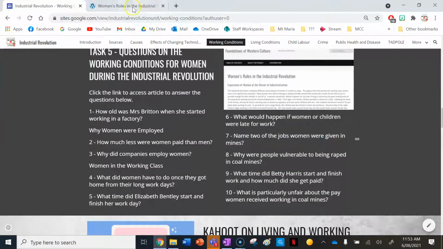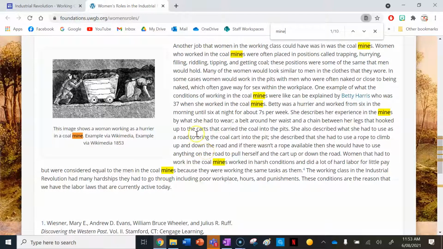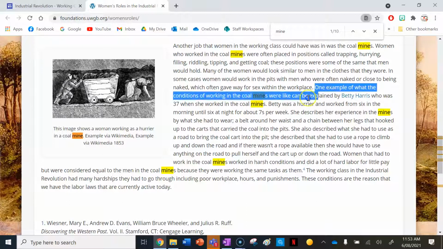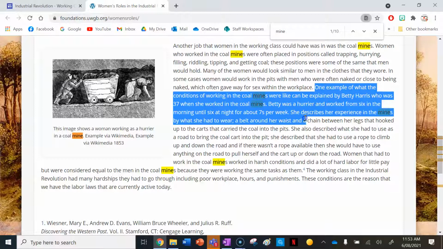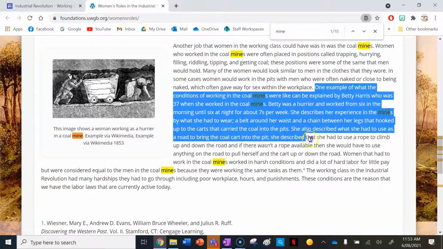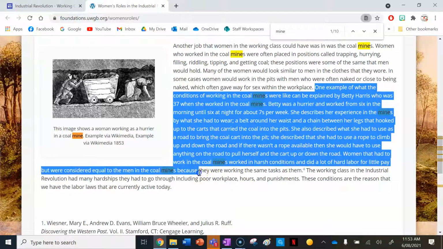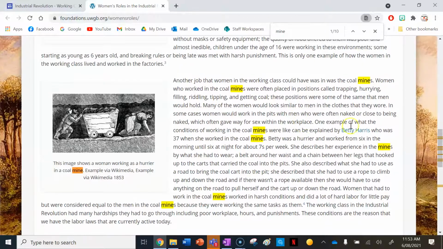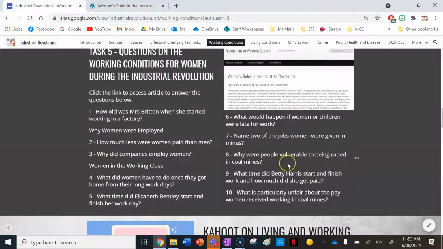Name 2 of the jobs women were given in the mines. So let's find the word mines. So we've got here a hurrier. So women were given the job of hurrier. One example is Betty Harris was a hurrier at 6 in the morning. So we've got again our hurrier there. Women that had to work in coal mines were forced into labour and didn't receive pay equal to men. We've got one example. Where is our second one? Ah, there, trapper. Okay.